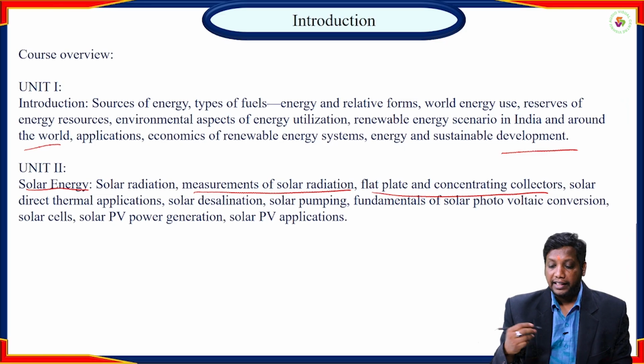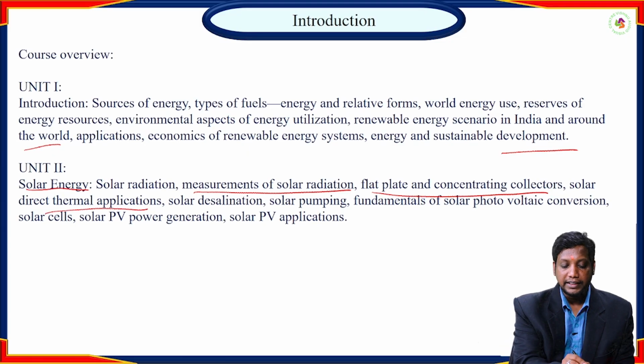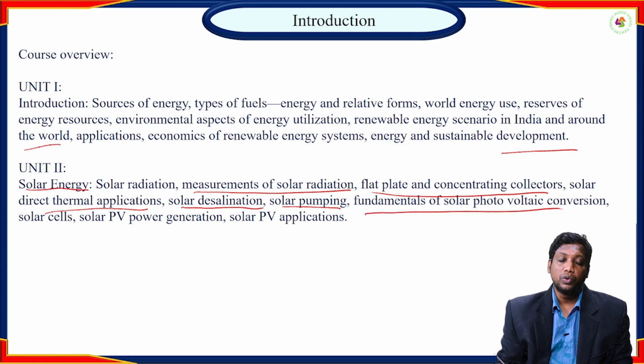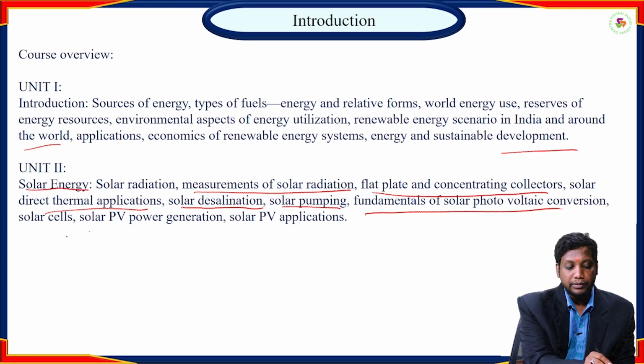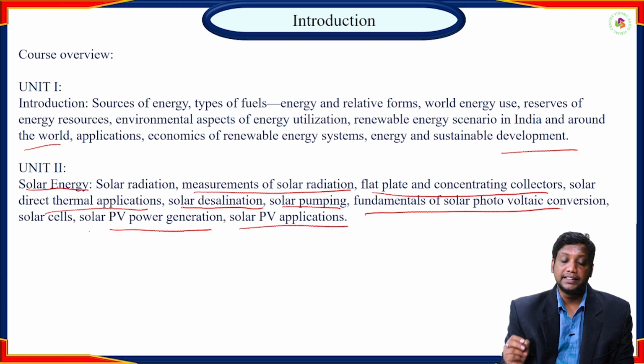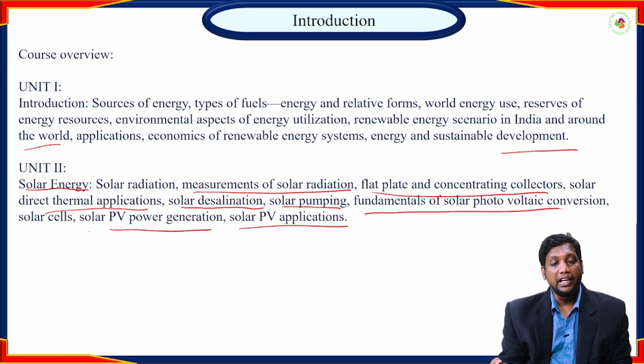And coming to other applications like solar direct thermal applications, solar desalination, solar pumping, these are the direct applications. We can use the solar radiation, and if we want to convert the solar radiation to electricity, then we have to go with solar PV conversion systems. The solar photovoltaic conversion system will help us to generate electricity by using the solar radiation, by using PV cells. So what are the different types of PV generation systems, and what are the different types of solar PV applications, that we are going to discuss in detail in Unit 2.